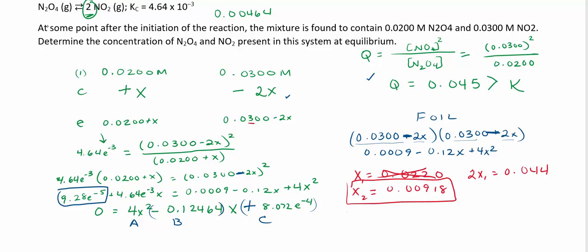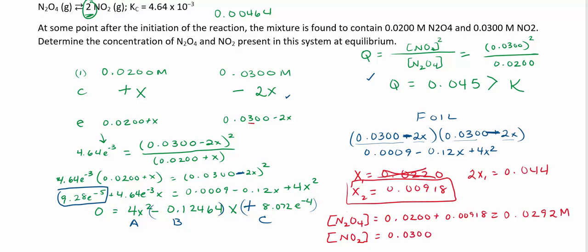So the concentration of my reactant N2O4 at equilibrium is going to be equal to 0.0200 plus X, which in this case is 0.00918. And I get a value of 0.02918. Let's check sig figs here. I have 3 sig figs there, so I would call this 0.0292 molar.